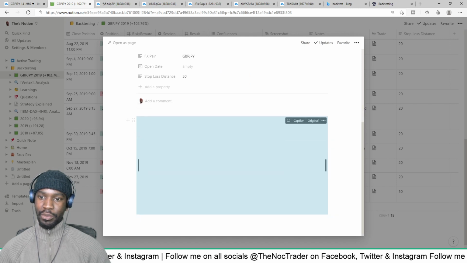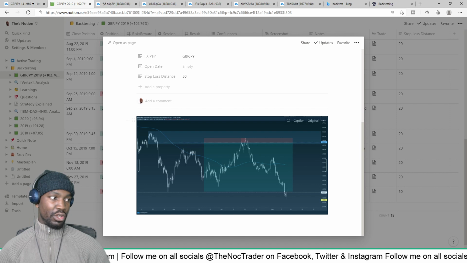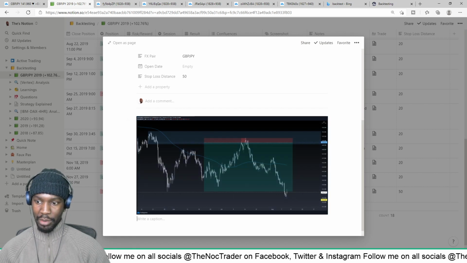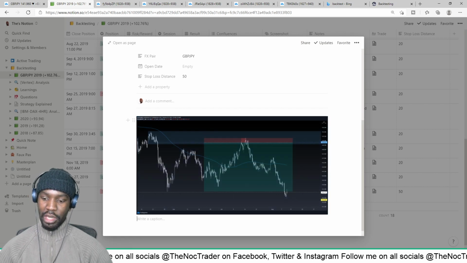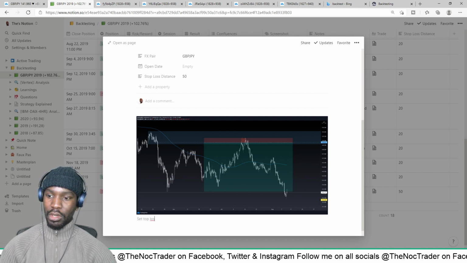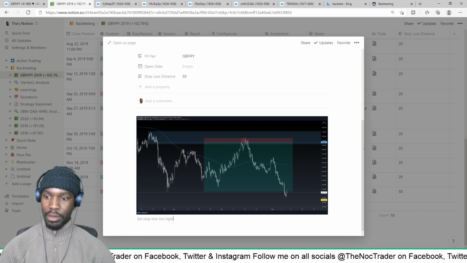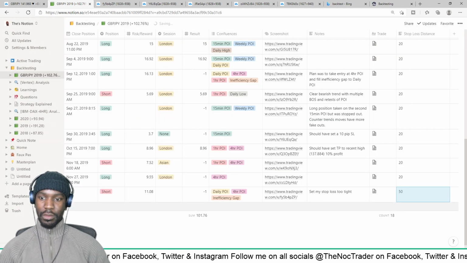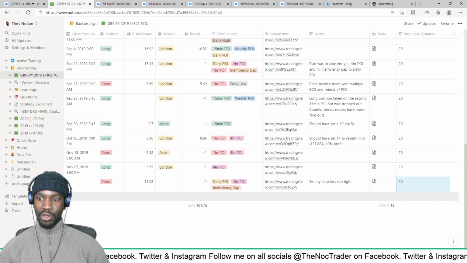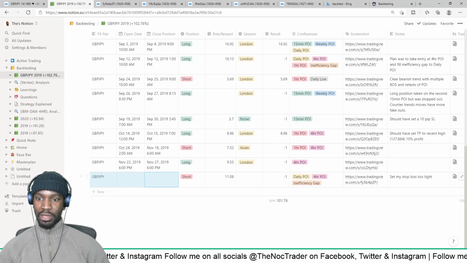And then I would also paste the image here, the same image here. I'd paste it here, and whatever note I'd want to use, I could put in the caption. So I could just say set stop loss too tight. So then all that information will be here. Obviously I didn't put all the information in just because I was being a bit lazy and I didn't want to work out what session.